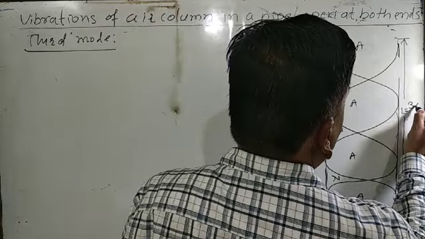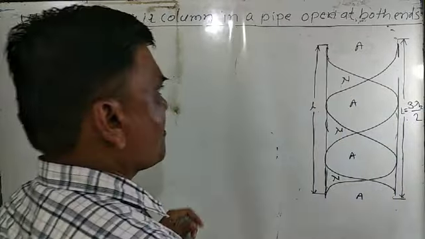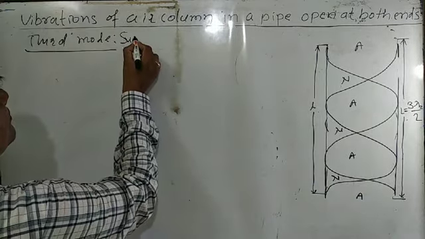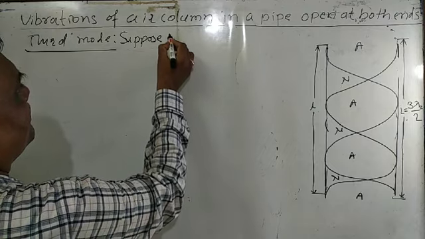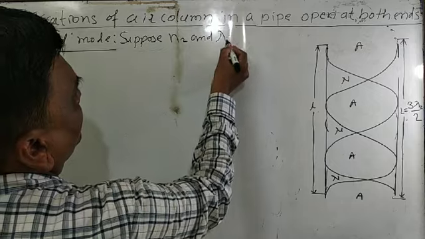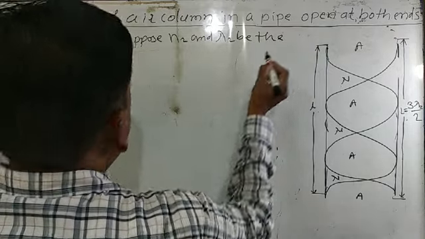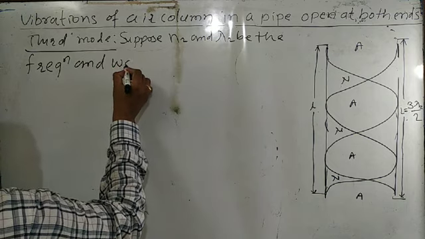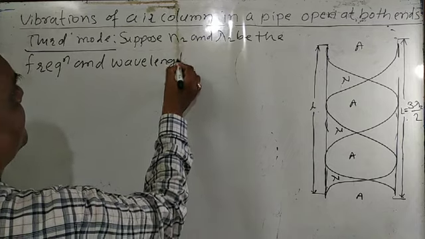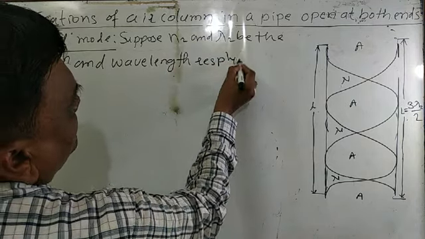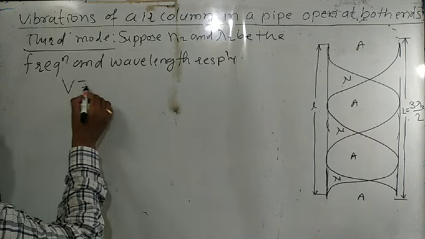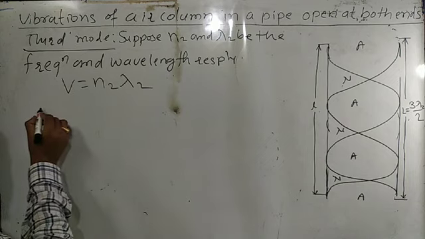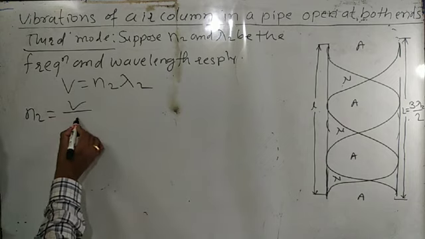L equal to 3 lambda 2 by 2. Now in this mode we take lambda 2 as the wavelength. Again suppose n2 and lambda 2 be the frequency and wavelength respectively. Therefore V equal to n2 lambda 2. V is the velocity of the wave.